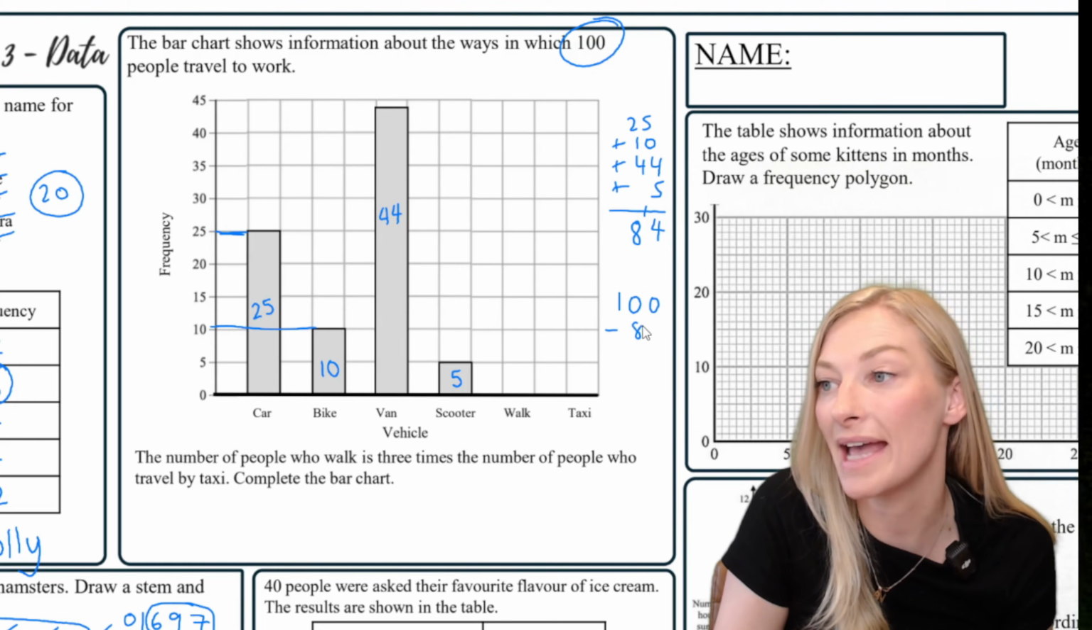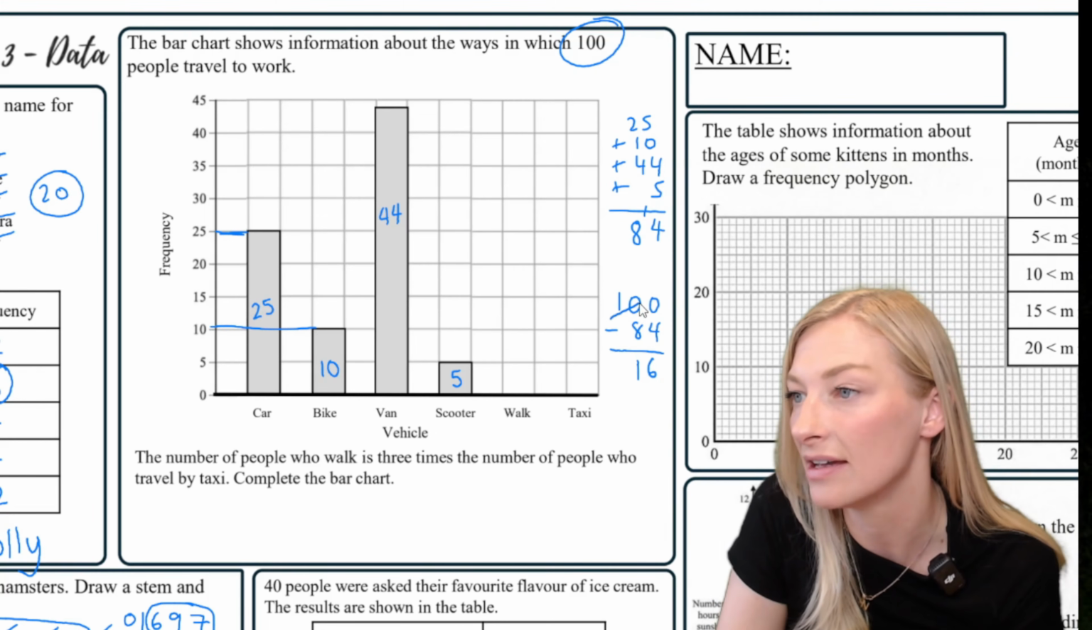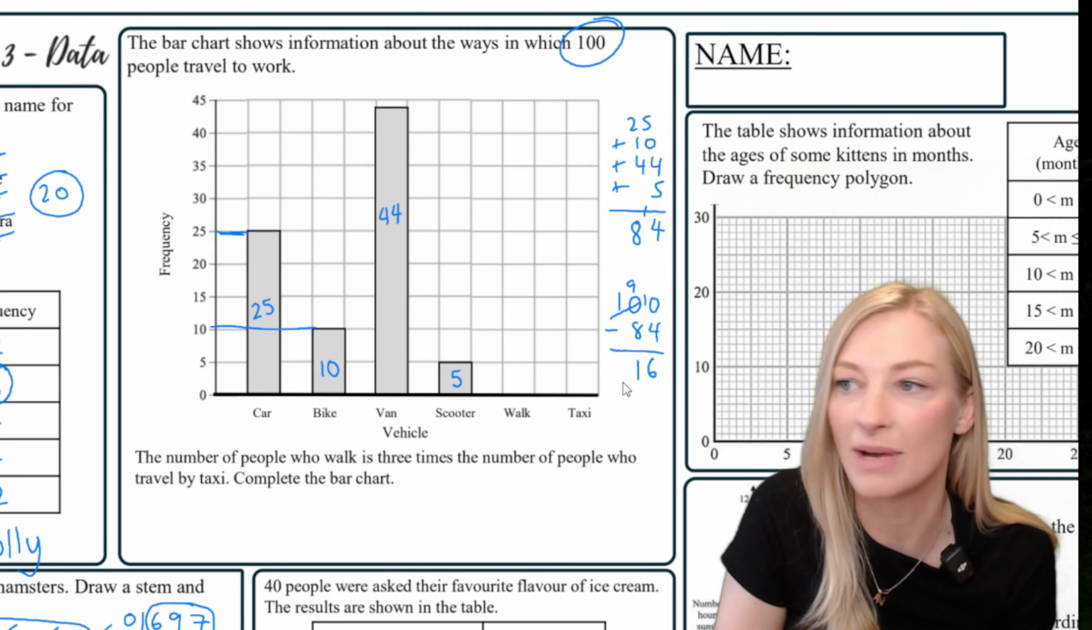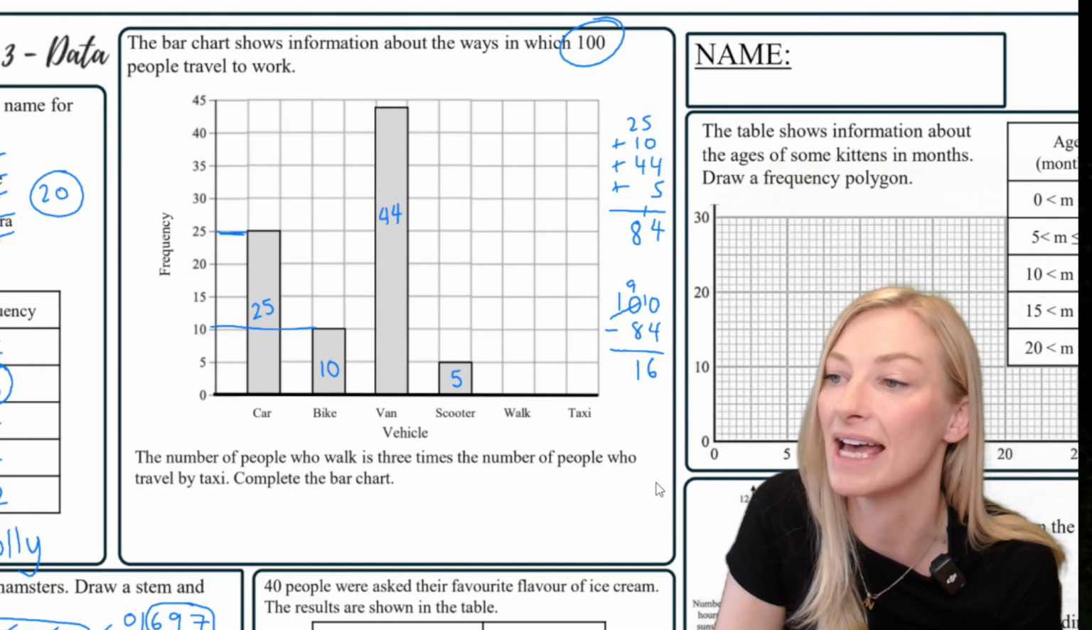100 take away 84 leaves me with 16. I've got 16 left there. More on the floor, borrow from next door. 10 take 4 is 6 and 9 take 8 is 1. So 16 there, that is what's left.